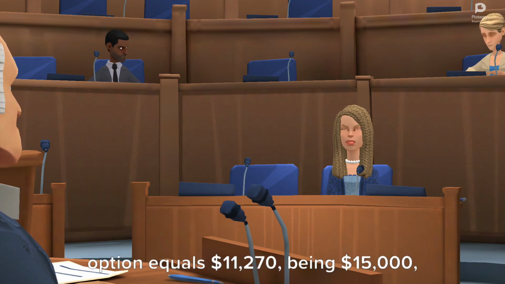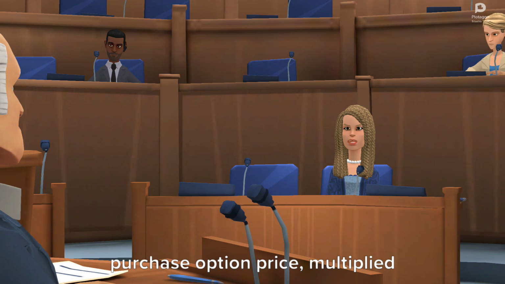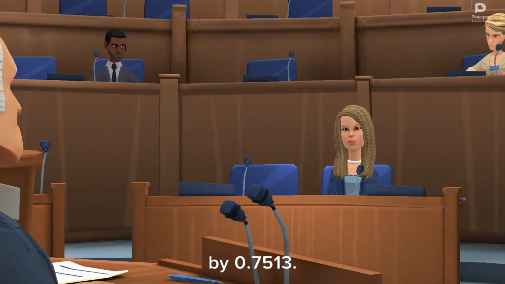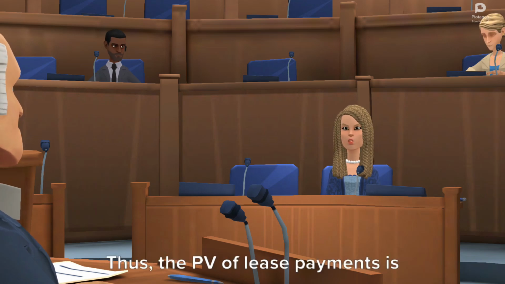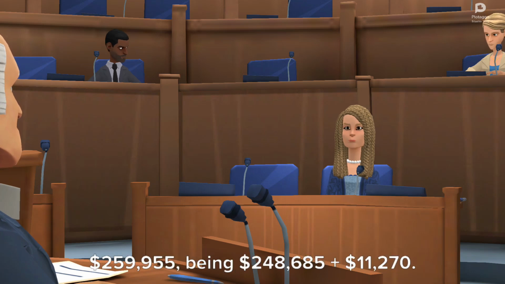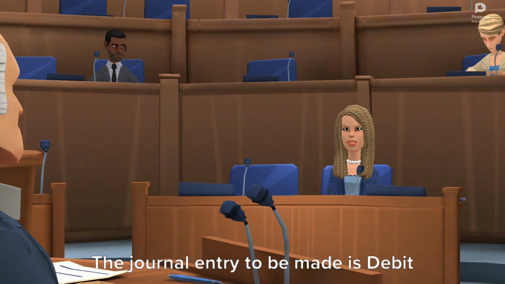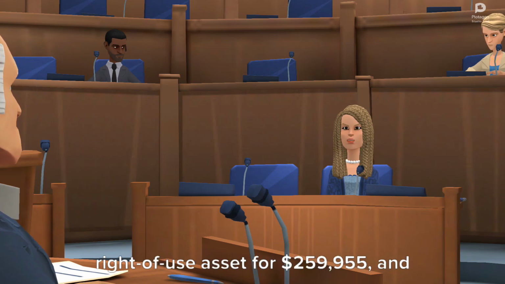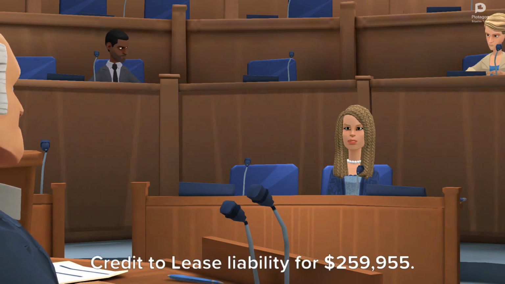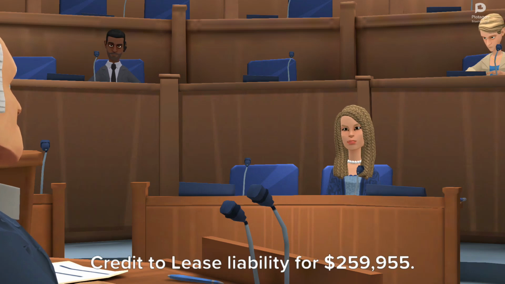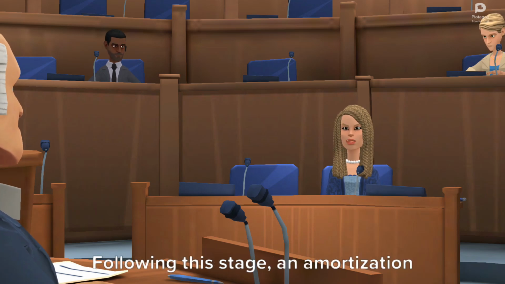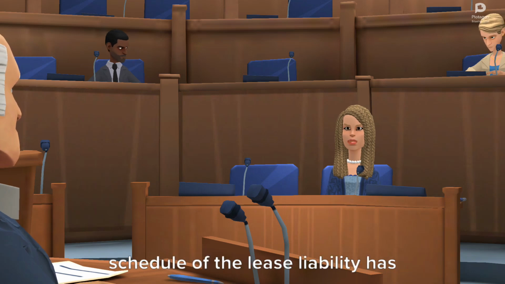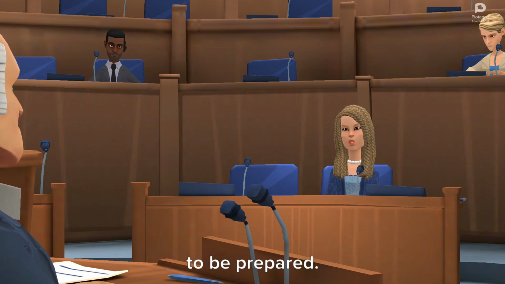Thus, the PV of lease payments is $259,955, being $248,685 plus $11,270. The journal entry to be made is debit right of use asset for $259,955 and credit to lease liability for $259,955. Following this stage, an amortization schedule of the lease liability has to be prepared.